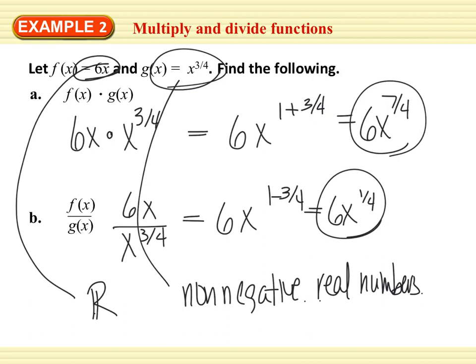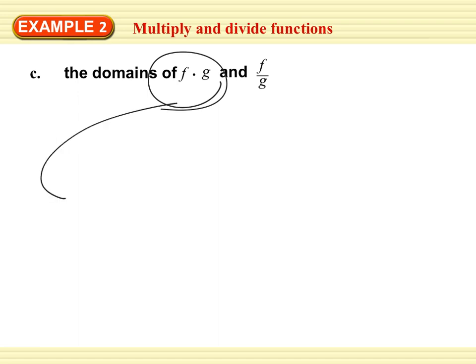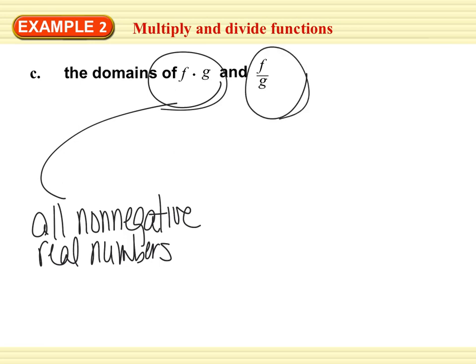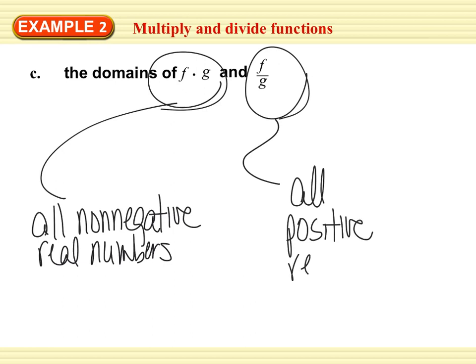So the domain, well, let's move to the next page. So the domain of f times g consists of all non-negative real numbers. Now, f over g, that would be all positive real numbers. And x cannot equal 0. Cool?